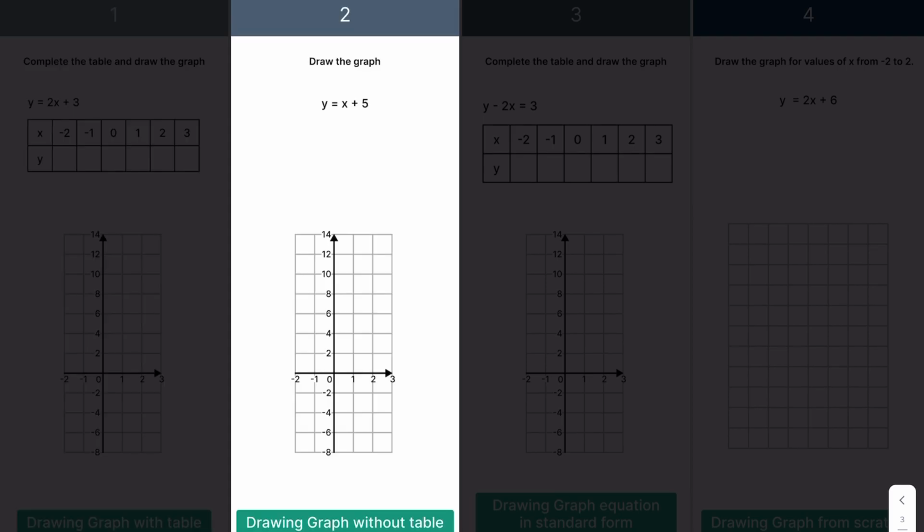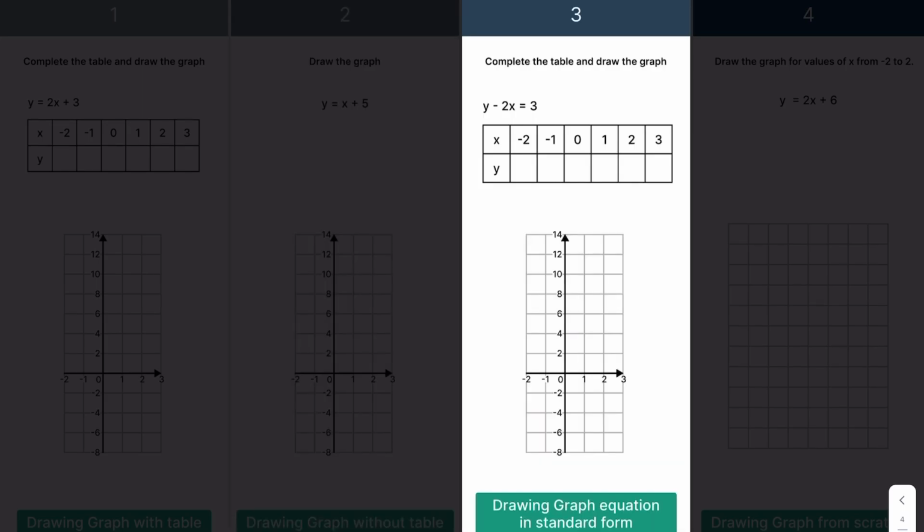Then moving on, we are going to look at examples like this where we don't have a table. So we first have to start by drawing the table, getting the values, and then plotting them. And then we're going to move on to looking at examples like this where the equation is not in standard form. So a standard form would be y is equal to something.